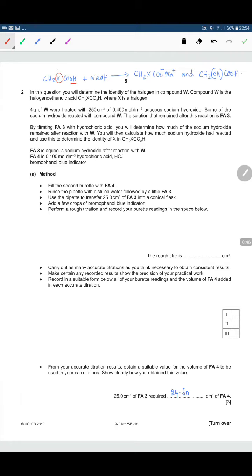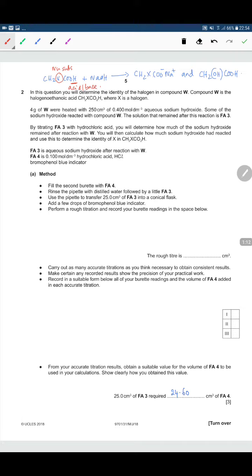If it reacts with the halogeno, it is a nucleophilic substitution. If it reacts with the carboxylic acid, it is an acid-base reaction. And this is said in the second part of the question. Now, 4 grams of W were heated with 250 centimeter cube of sodium hydroxide. Some of the sodium hydroxide reacted with W. The remaining solution then was FA3.